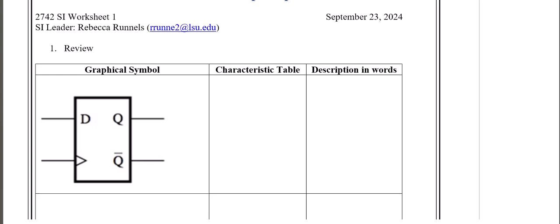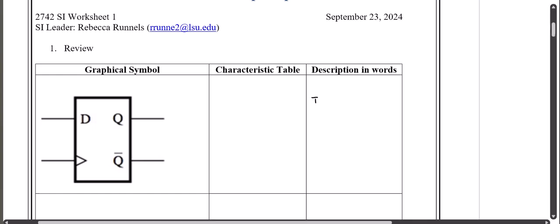And do either of you know what a D flip-flop? Do you need a pen or a pencil? You got one. Okay. Do either of you know what a D flip-flop does? Whatchamacallit?